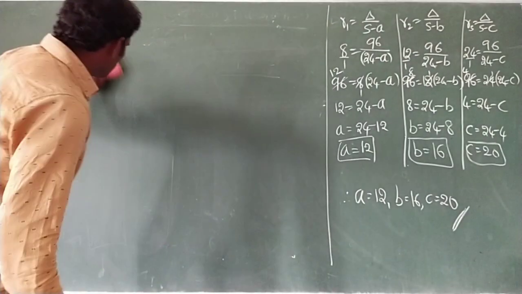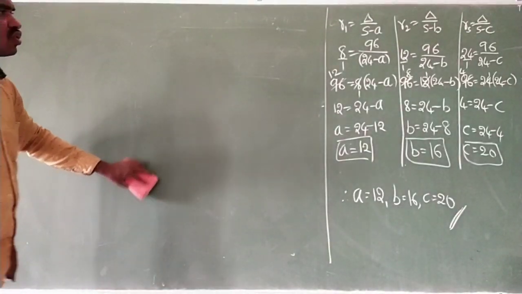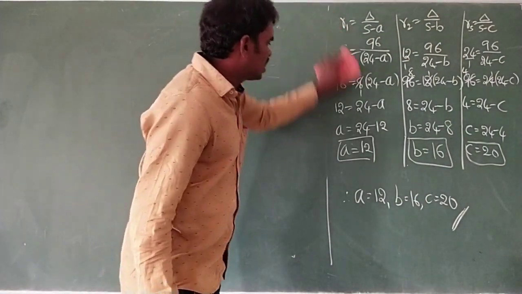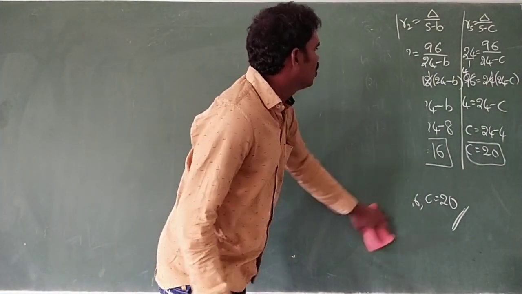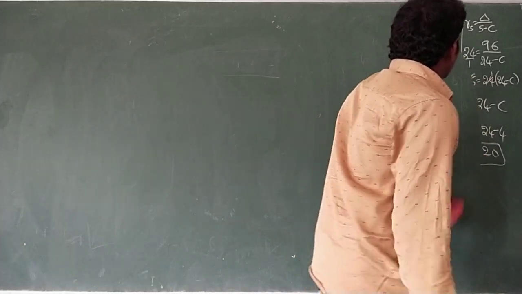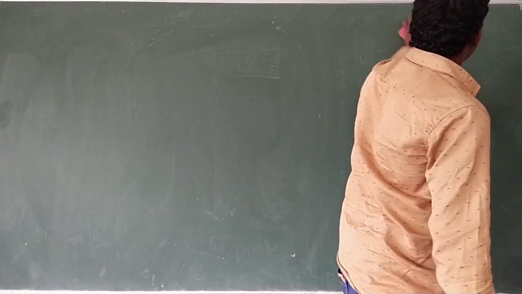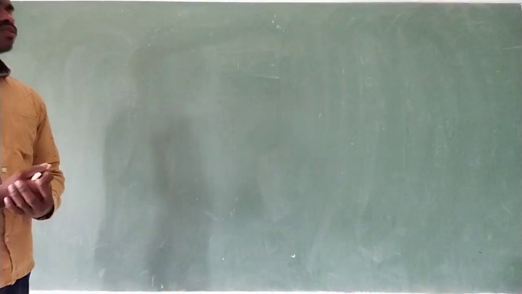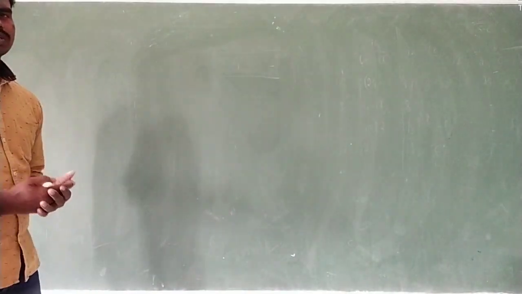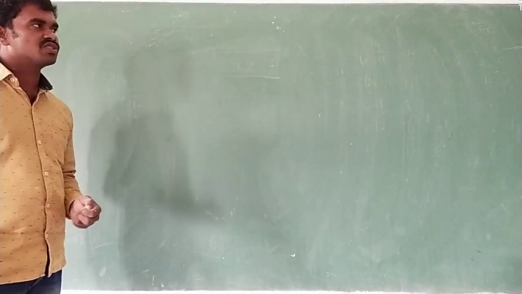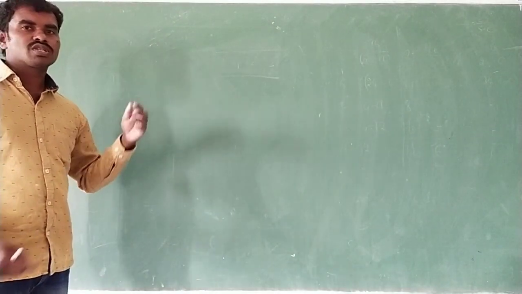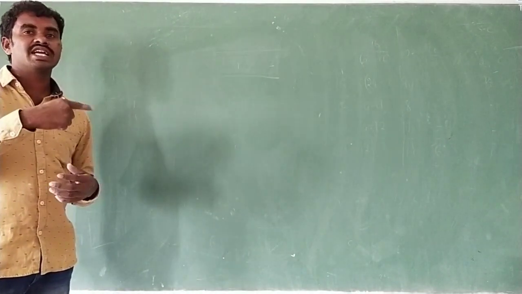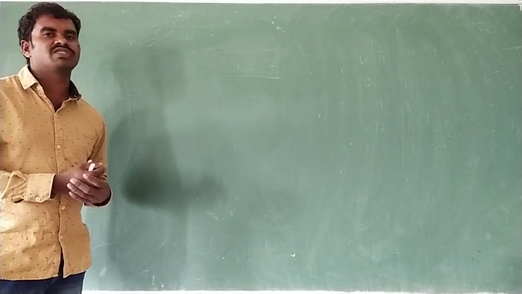So in this fourth question I will tell you. The fifth question I will give you for your practice. These three questions are based on delta equals root of s into s minus a into s minus b into s minus c, those formulas used. Now we are going to use small r equals 4R sin A by 2 sin B by 2 sin C by 2 formulas.